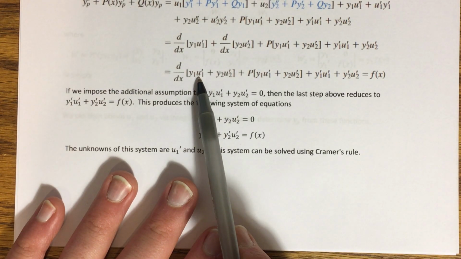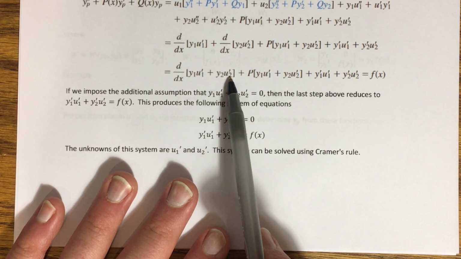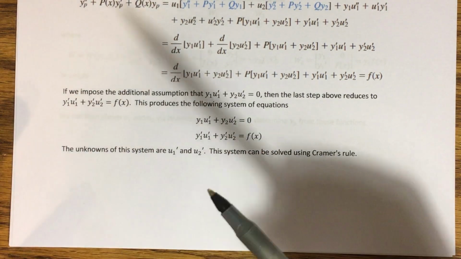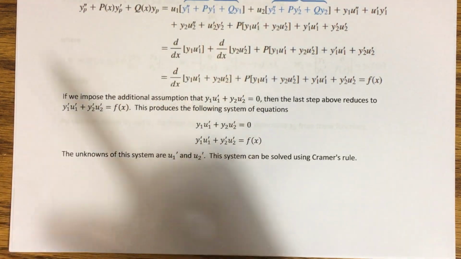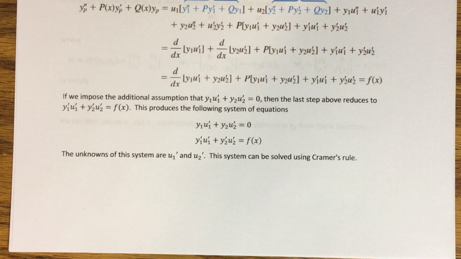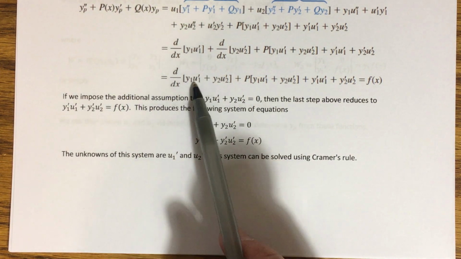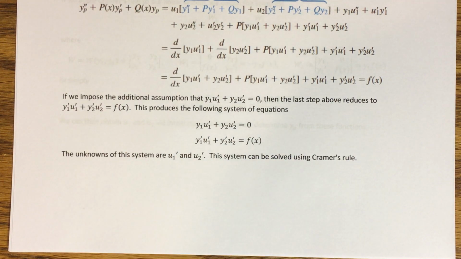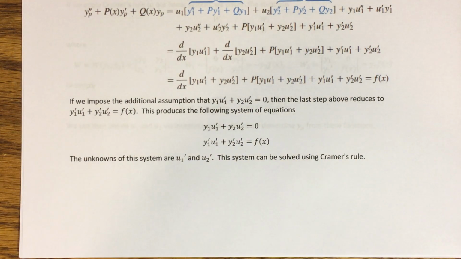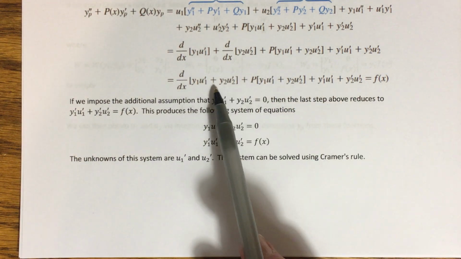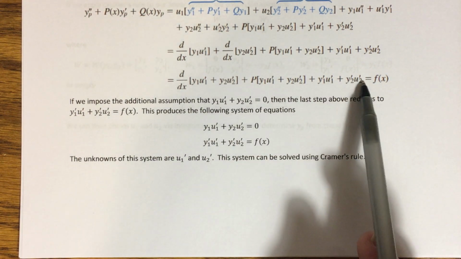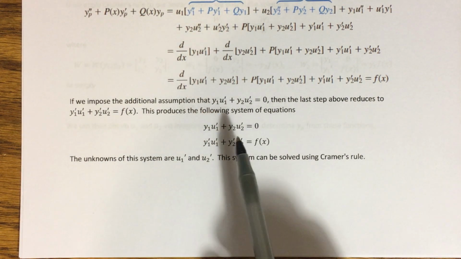But I'm seeing U1 prime and U2 prime floating around. And if I can solve for U1 prime and U2 prime, then I can get U1 and U2 from those by integrating. So the goal is to solve for those two unknowns, U1 prime and U2 prime. I already know that if I have a system of two linear equations in two unknowns, we have methods for solving those. So I would like to generate a system of equations using this thing as a guide.